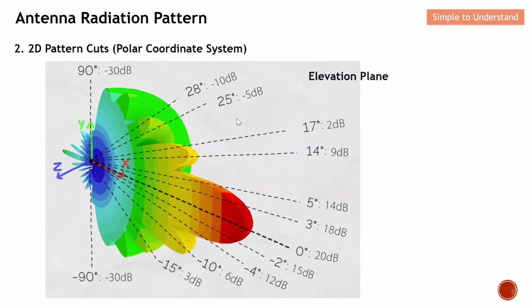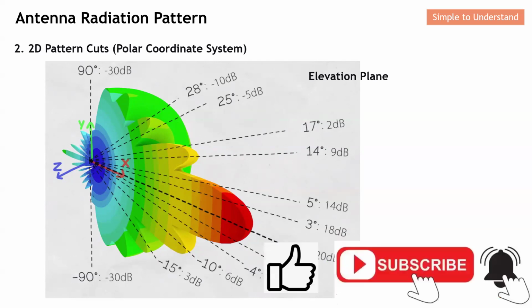So therefore, in order to have a full, complete, so-called 2D pattern cut, then we have this so-called Cartesian coordination system.